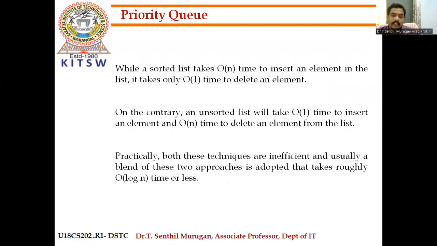So for the priority queue, we have to consider the time complexities. Just think of a sorted list. Okay. So already the entire data is sorted.